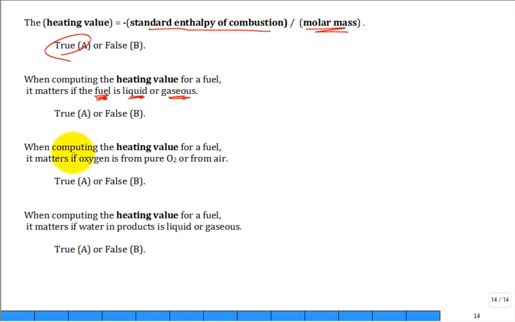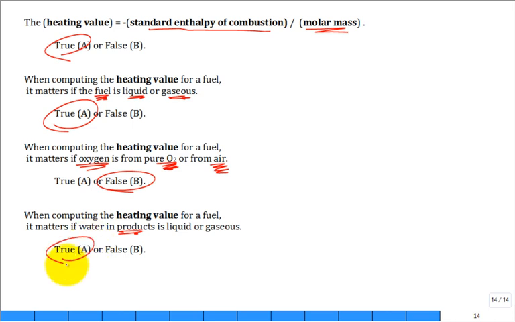How about computing the heating value for a fuel? It matters if the oxygen is from pure oxygen or from air. Does not matter. When computing the heating value for a fuel, it matters if the water in the products is liquid or gaseous. Yeah, you get the lower heating value if it goes out vapor, the higher heating value if it goes out liquid. So that's true.